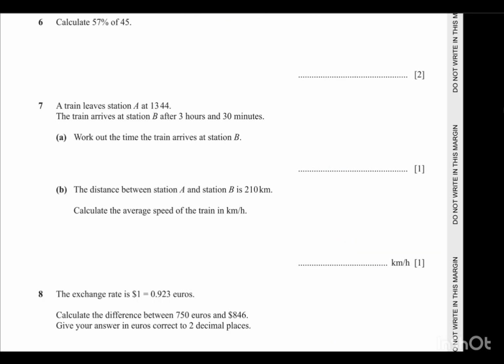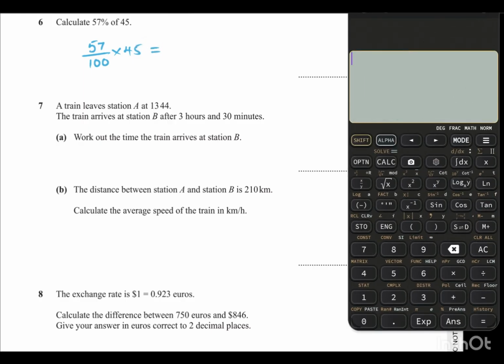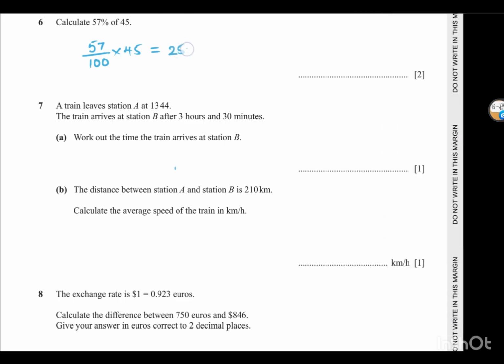Question number 6. Calculate 57% of 45. So 57 percentage of any number, you always divide the percentage by 100 because it is percent, and multiply that with 45. So you get 57 by 100 into 45, which is 25.65. This is the answer.